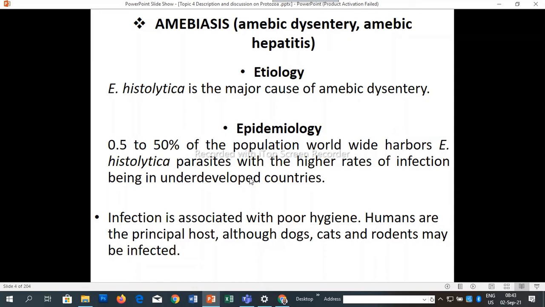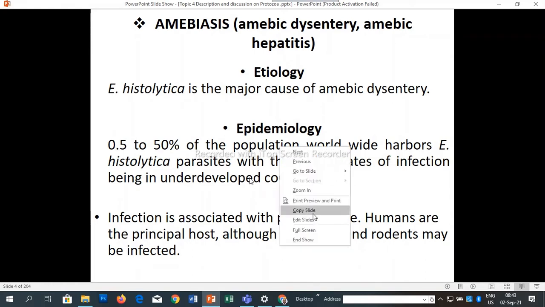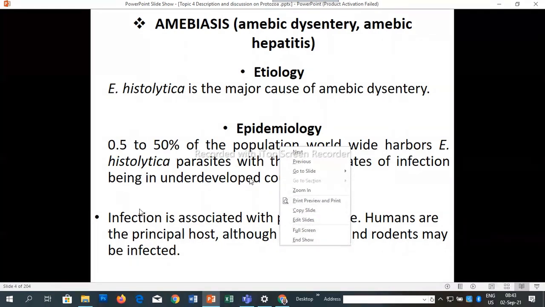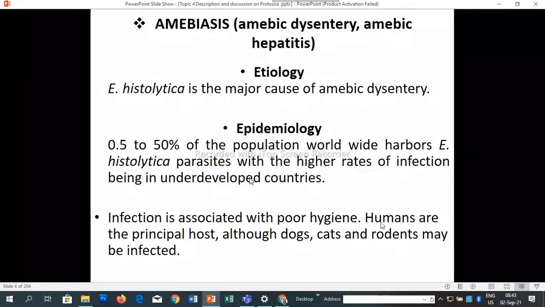0.5 to 50% of the population worldwide harbors this Entamoeba histolytica parasite, with the higher rate of infection being in underdeveloped countries. Due to poor sanitation and facilities, we have those kinds of problems. So, infection is associated with poor hygiene. Humans are the principal host, although dogs, cats, and rodents may also be affected by these parasites.